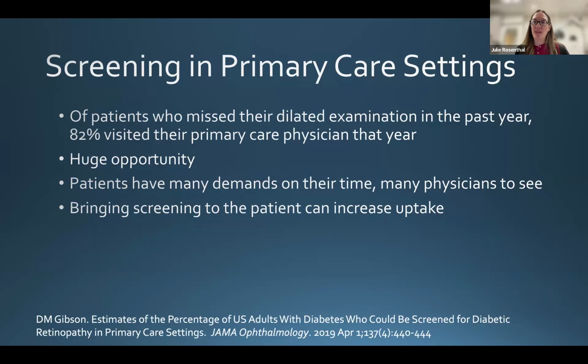These patients have so many things on their list of to-dos with doctors. They're dealing with complications. They're dealing with a lot. So it can be really hard to get to the ophthalmologist. One study showed that even though patients didn't get their dilated examination with an eye doctor, 82% of the patients who did not get their regular screening had visited their primary care doctor. So it's a huge opportunity to get these patients screened. And it really can increase uptake, doing it right where they already are.